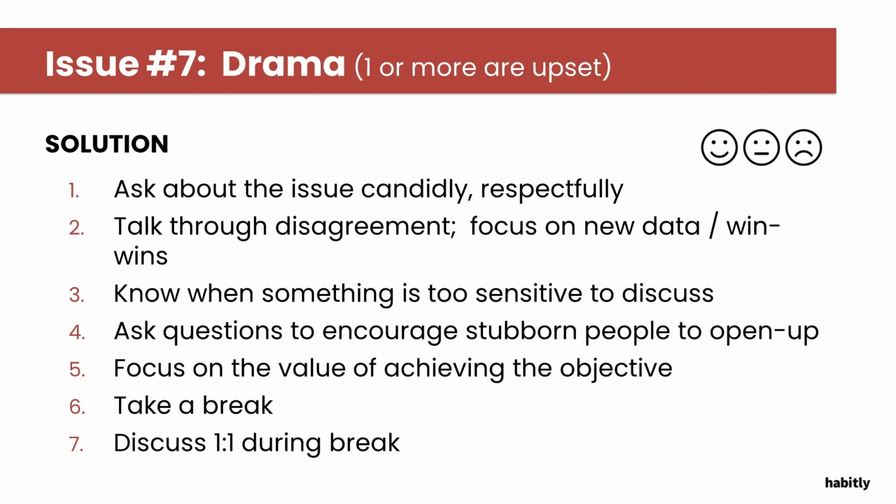And last but not least, number 7, drama. One or more people are upset, and we've got unnecessary drama in a meeting. So you can start by asking about the issue candidly and respectfully. Then you can try to talk through the disagreement, focusing on new data, ways to have a win-win. Number 3, know when something is too sensitive to discuss. That needs to be taken outside of the meeting. So you can kind of parking lot it or say, let's talk one-on-one.